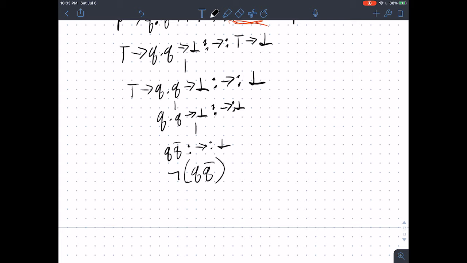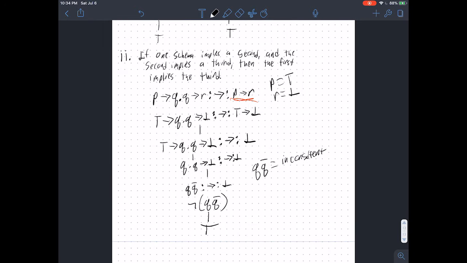And remember, the conjunction Q and not Q like that is inconsistent. And that means it's always going to be false. And we know from a previous chapter's law concerning validity, the relationship between validity and inconsistency is that the negation of an inconsistent schema is always going to be valid. So I'm just going to reduce it like so. So we've shown that the simplest possible case is valid, right?